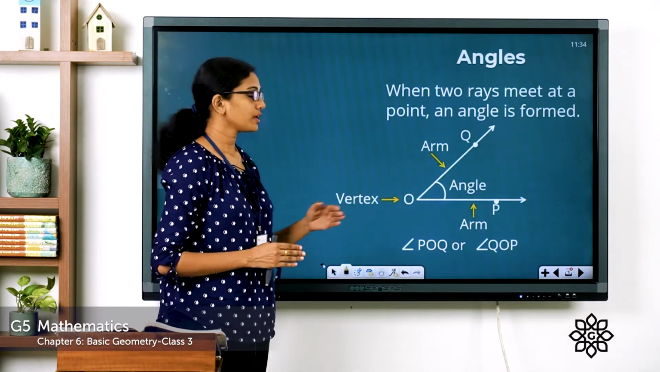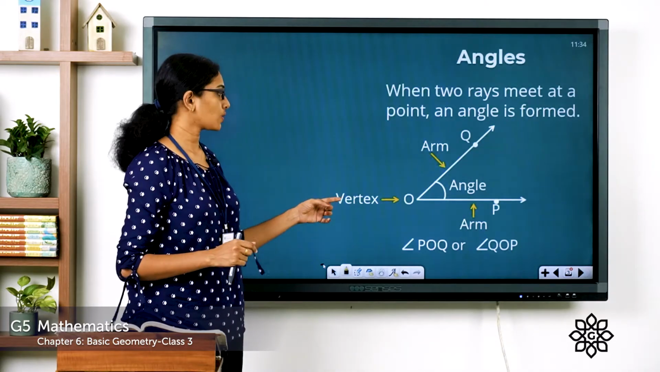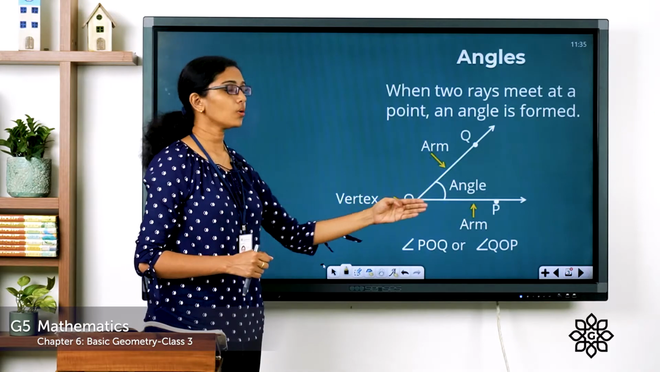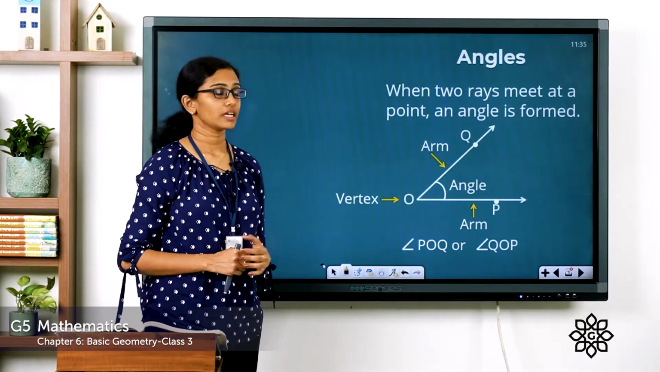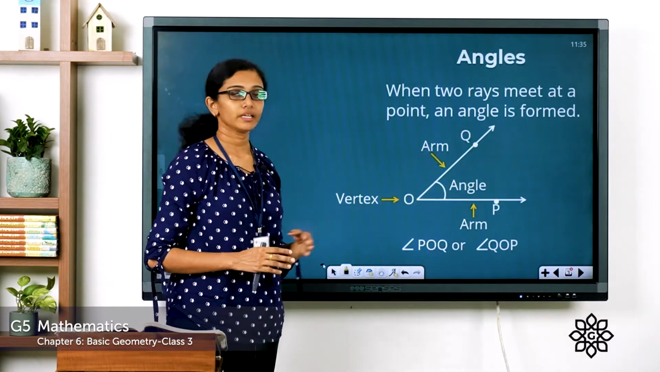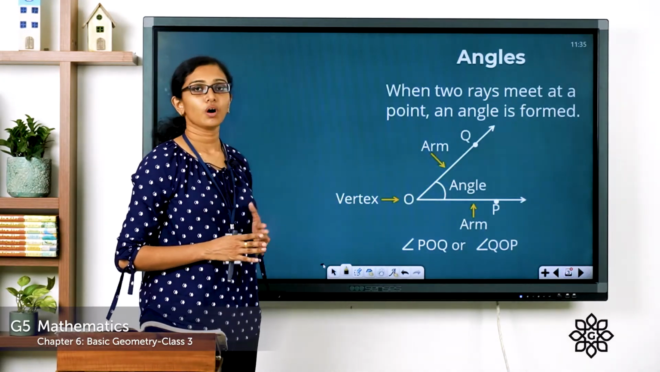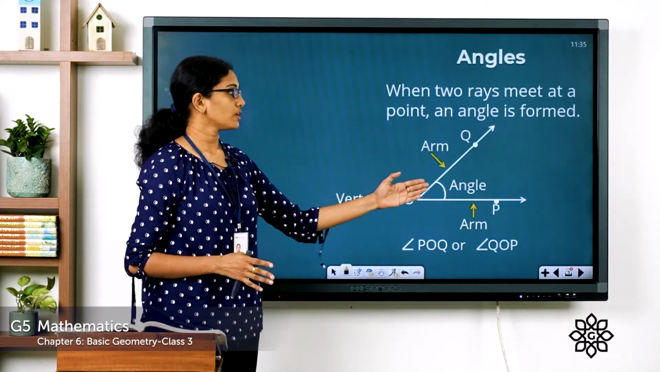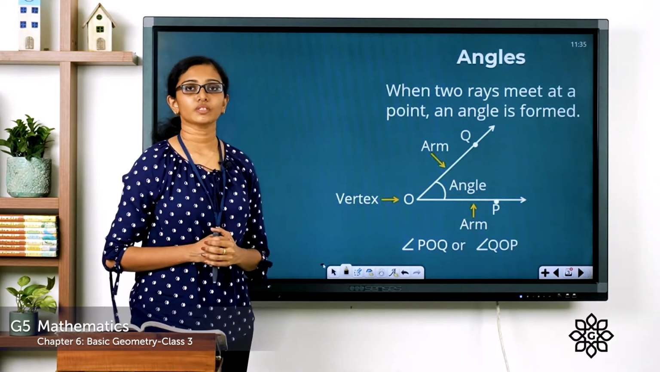And the point O, which is the common endpoint for the rays, is called the vertex of this angle. And the rays OQ and OP are called the arms of the angle. And you see the points Q and P. These points are on each arm of the angle, and are said to be on the boundary of this angle.